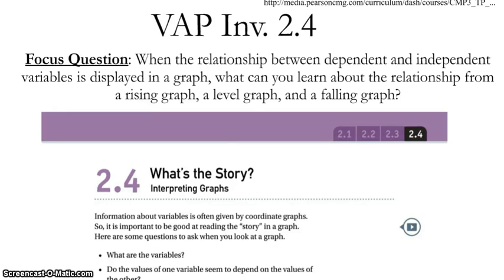All right, today we are going to take a look at the relationship between the independent and dependent variable when it's displayed on a graph, and what story a rising graph, level graph, and a falling graph, or a combination of those three things, would tell about that relationship. More importantly, we're going to look at what a graph tells us about that relationship, or what that story is.